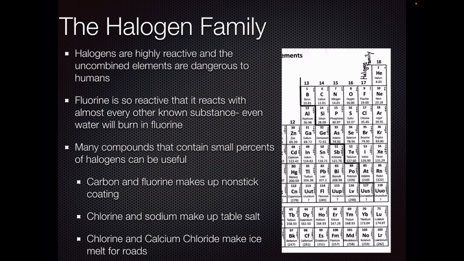Chlorine and sodium, NaCl, that's table salt, right? So we eat chlorine and sodium when they're bonded together. Chlorine and calcium chloride also make up ice melt for the roads that they put on the roads to help make them less icy. It melts the ice because of its chemical reaction. So go ahead and label the halogen family.